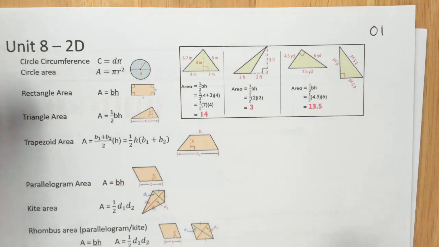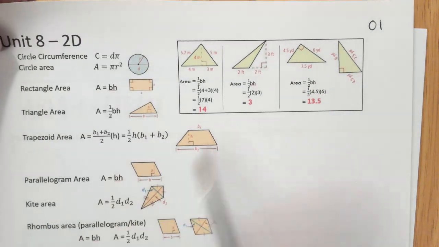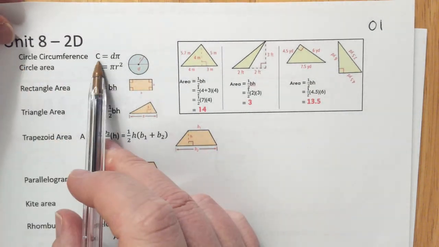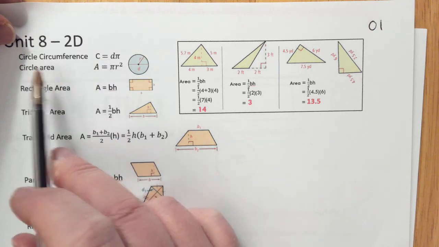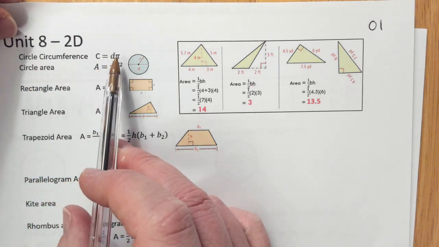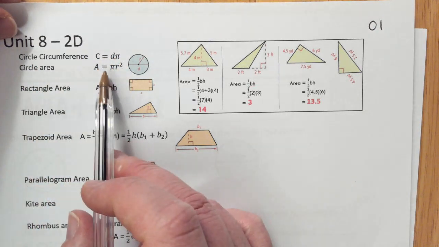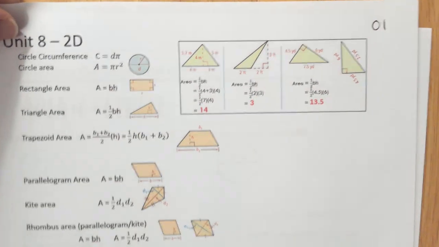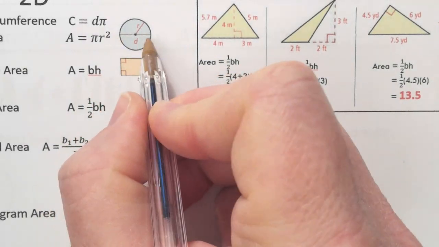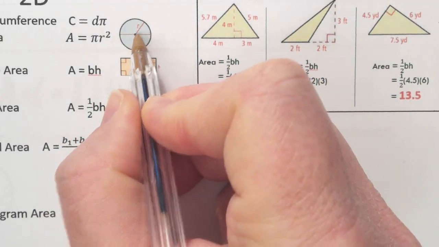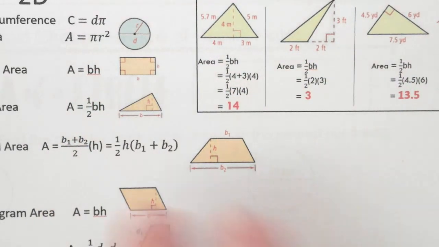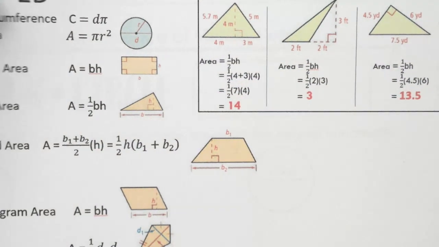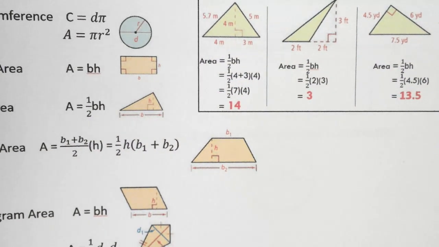So here is your Hot Topics page. We have a bunch of equations. For circles, circumference equals d pi. For area, area equals pi r squared, where diameter is all the way across and radius is from the center to the edge. So we're going to be dealing with that. All right, let's rock and roll.